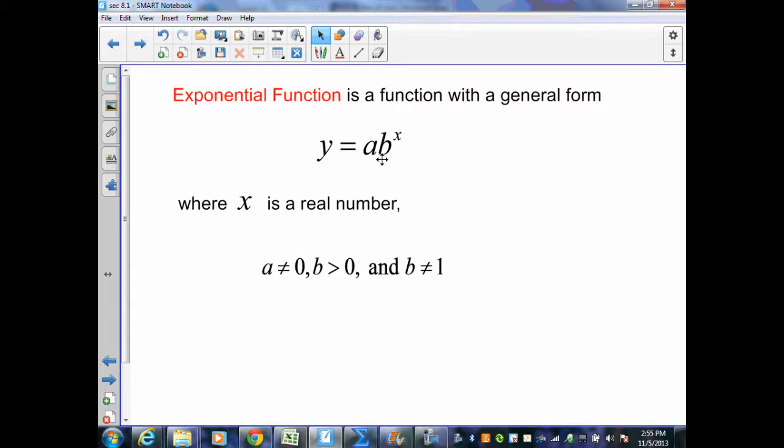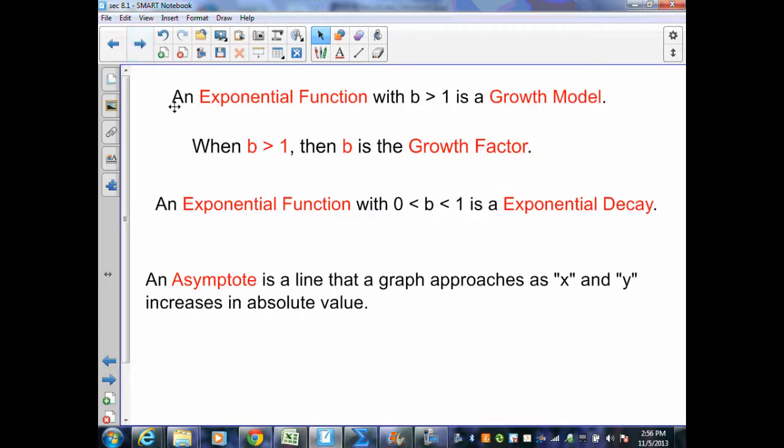If b was equal to 1, again, my function would be a horizontal line that would intersect at the value of a. An exponential function with b greater than 1 is called a growth model. When b is greater than 1, then b is the growth factor. An exponential function with b that is less than 1 but greater than 0, in other words, a fraction between 0 and 1, is an exponential decay.